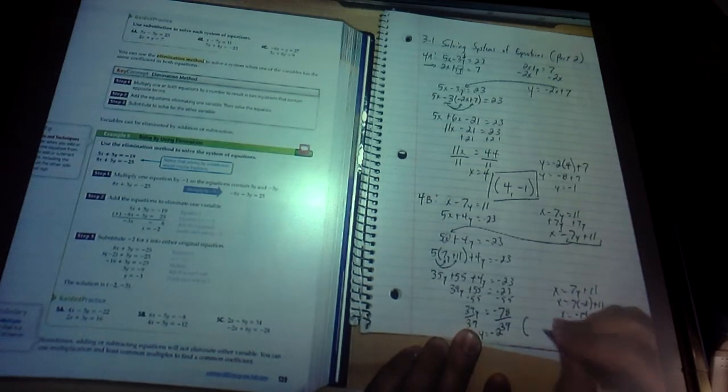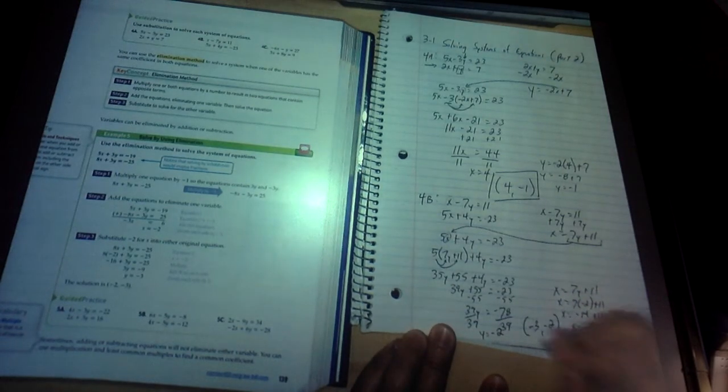There's your ordered pair. Write it in the right order. The x was negative 3, the y is negative 2. There is the ordered pair where those two lines intersect using something called substitution. Okay, so I didn't write that. Here it is. Substitution. Okay, that's substitution on this page.